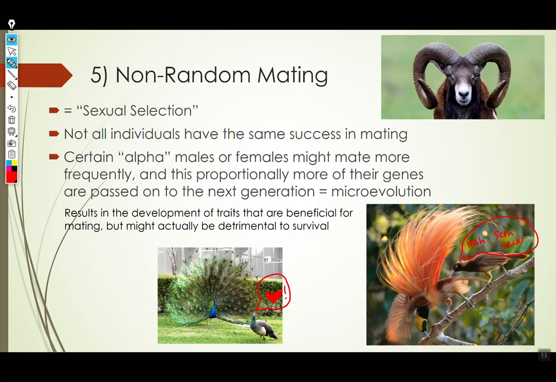So mate choice is pretty important. And it's also important to note that the preference of the opposite sex for a particular trait, like female peacock preference for this kind of tail, might be random. It might just be the case that an early male peacock had a slightly longer tail, and for whatever reason, female peacocks were like, hey, that's pretty cool, I like that tail. And so that trait was preserved, as was the preference for a longer tail.